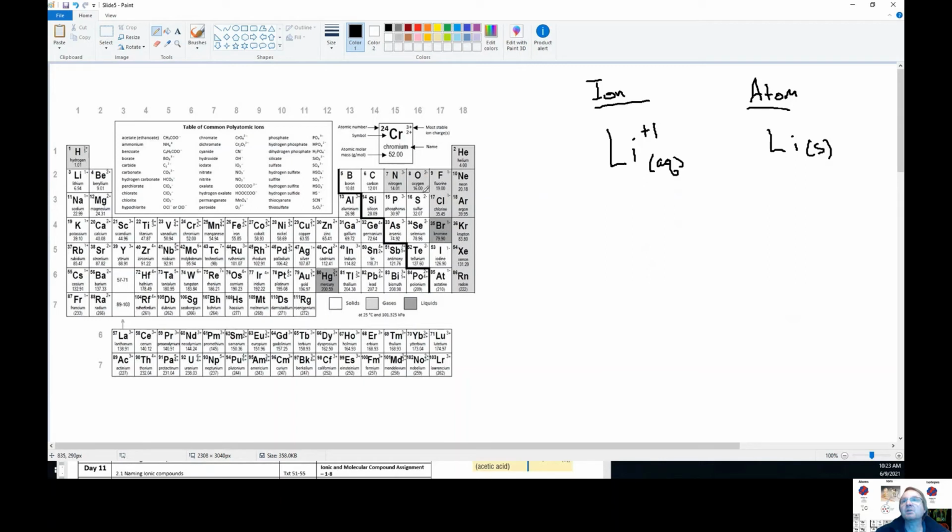What about oxygen here? The oxygen ion, O, 2-, aq. It would be pretty rare to actually find it. That's kind of a rare one. Let's do one that's a little more common. Fluoride ion.